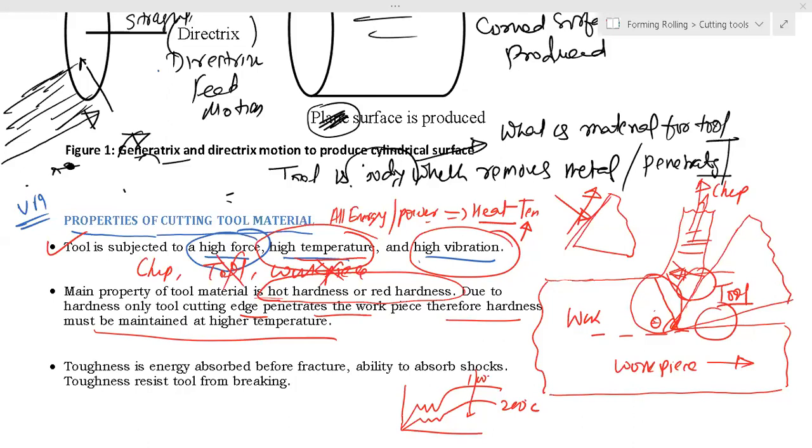Cubic boron nitride we will discuss. Now I am talking about the general properties of cutting tool material. Toughness. Toughness is a very important tool material property. What is toughness?